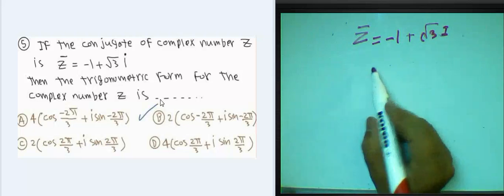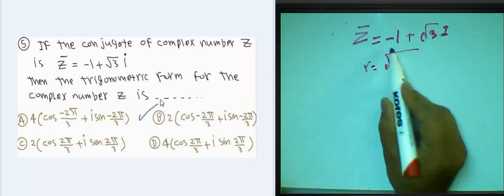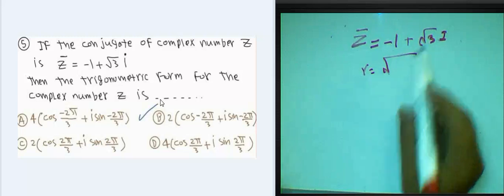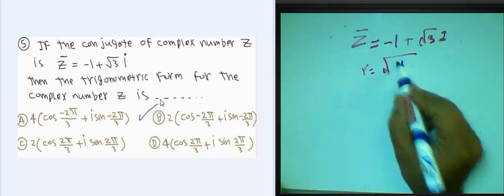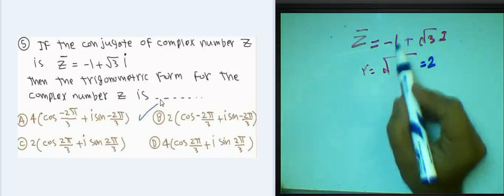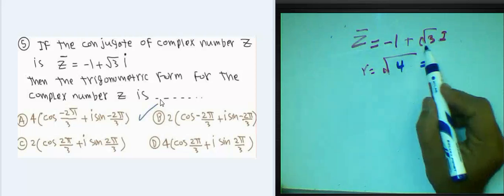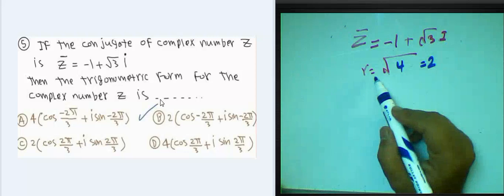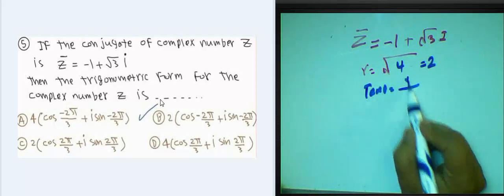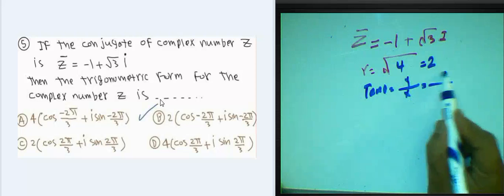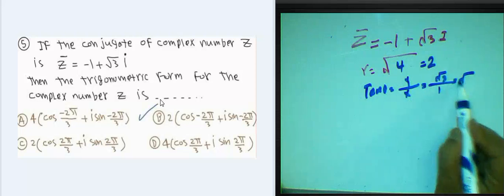We can find r: the square root of (negative 1) squared plus (root 3) squared. That equals 1 plus 3, which is 4, and the square root of 4 equals 2. Again, (negative 1) squared plus (root 3) squared. We have r here, and we know tan theta equals y over x, so root 3 over 1 will be root 3.